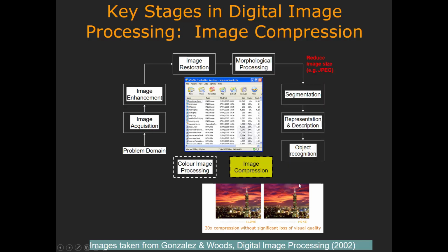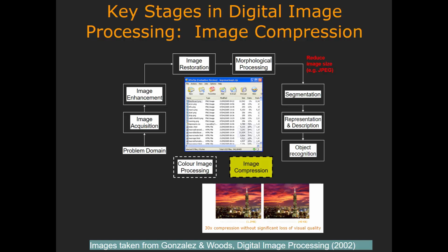Then there is image compression. Compression deals with techniques for reducing the storage required to save an image or the bandwidth required to transmit the image. Image compression is familiar to most users of computers in the form of image file extensions. As you can see in this figure, there is a PNG format. If we store those images in another file extension, known as JPEG, it might consume less space. That is known as image compression.